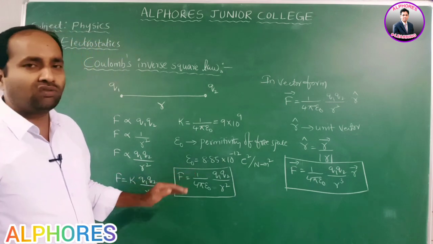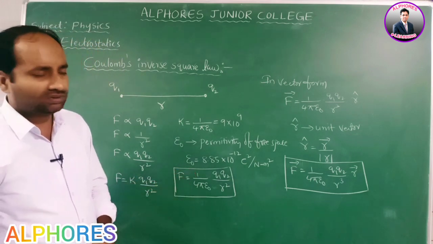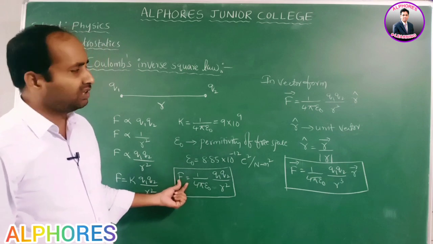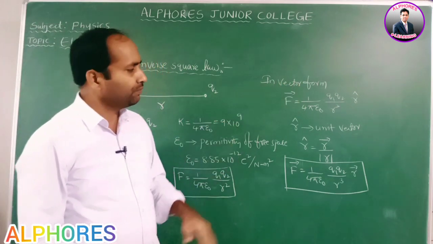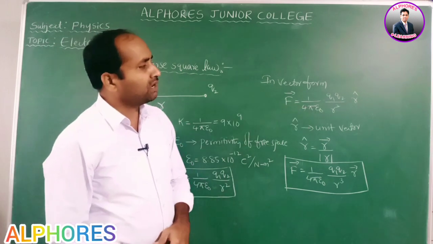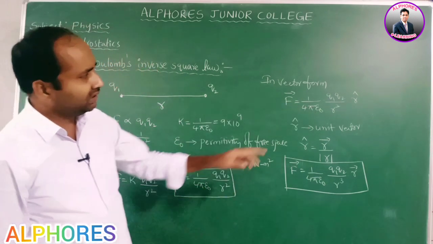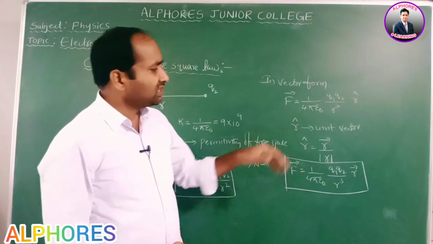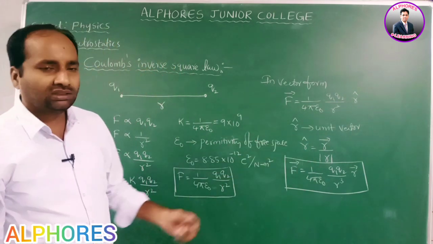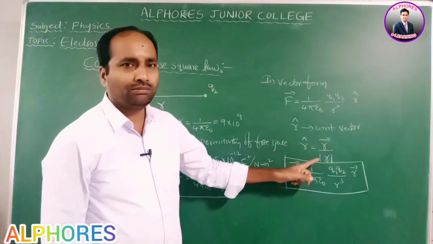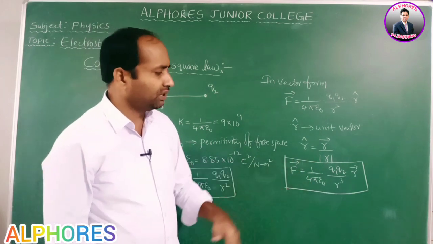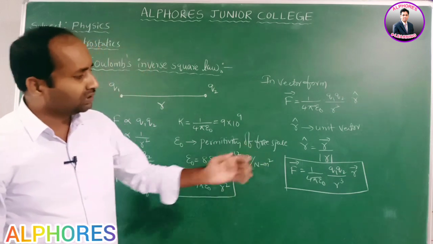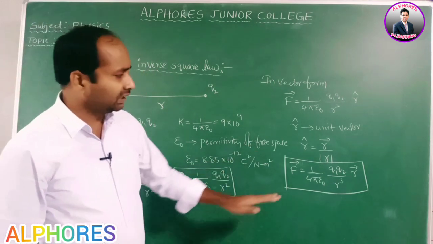So we know that this is only the magnitude. Force is a vector quantity, so we should write it in vector form. In vector form, F bar is equal to 1 by 4 pi epsilon naught Q1 Q2 by R square into R cap. What is R cap? It is a unit vector, which can be written as vector R by magnitude of R. So F bar is equal to 1 by 4 pi epsilon naught Q1 Q2 by R cube into vector R.